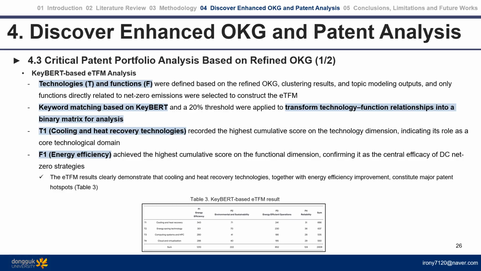Technologies and functions were defined based on the refined OKG. Keyword matching was applied to transform technology-function relationships into a binary matrix for analysis. T1 recorded the highest cumulative score, and F1 achieved the highest cumulative score on the functional dimension.